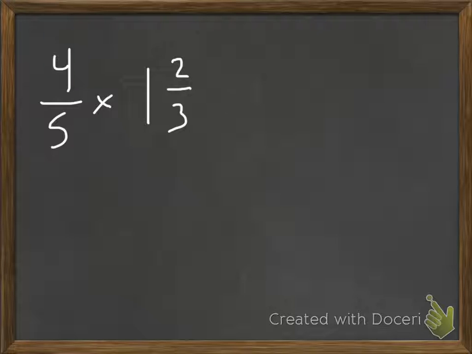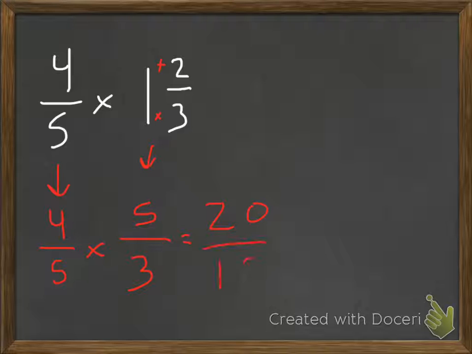For example, we have 4/5 times 1 2/3. So before we can do this, we have to change the mixed number to an improper fraction. So 1 times 3 is 3. 3 plus 2 is 5. Your denominator stays the same. Now you can go ahead and multiply. 4 times 5 is 20. 5 times 3 is 15.